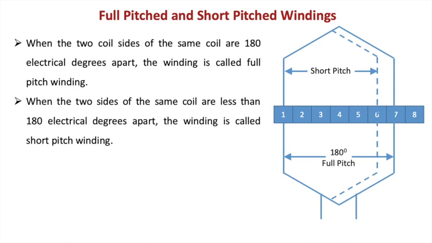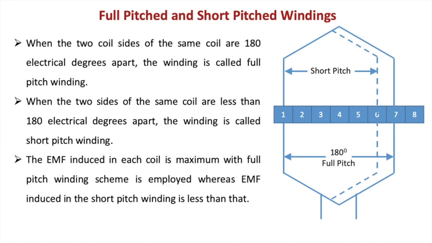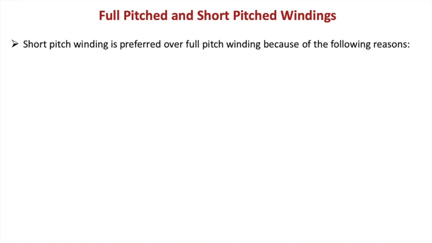When two coil sides of the same coil are less than 180 degrees apart, the winding is called a short pitch coil. Like over here, the dotted line shows the short pitch coil, which is just a slot ahead of the full pitch coil. The EMF induced in each coil is maximum when the full pitch winding scheme is employed, whereas the EMF induced in the short pitch winding is less than that. The short pitch winding is preferred over the full pitch winding because of the following reasons.